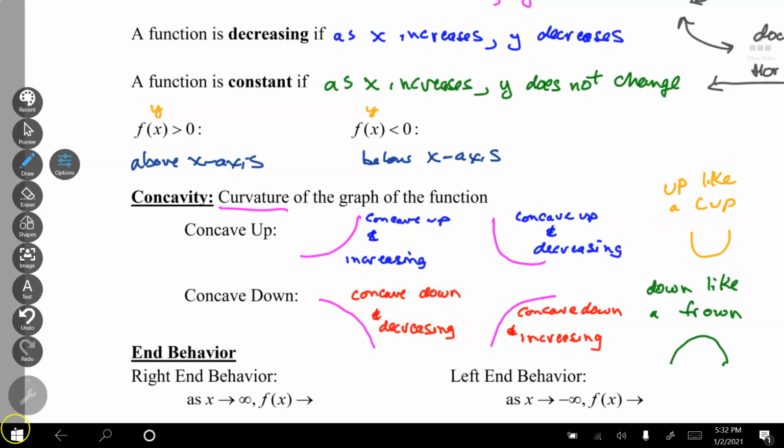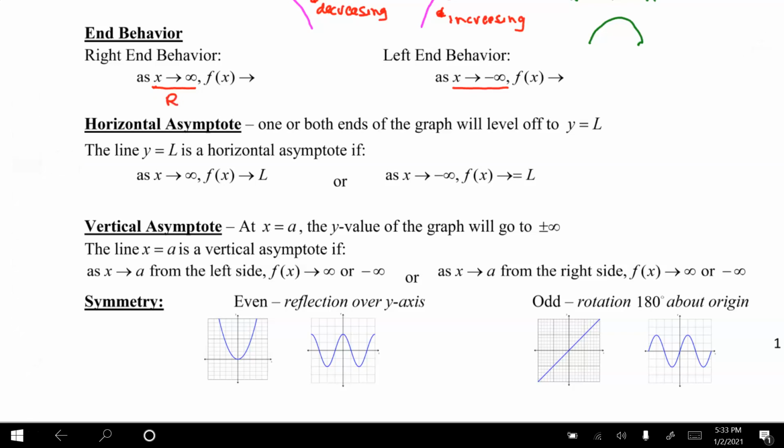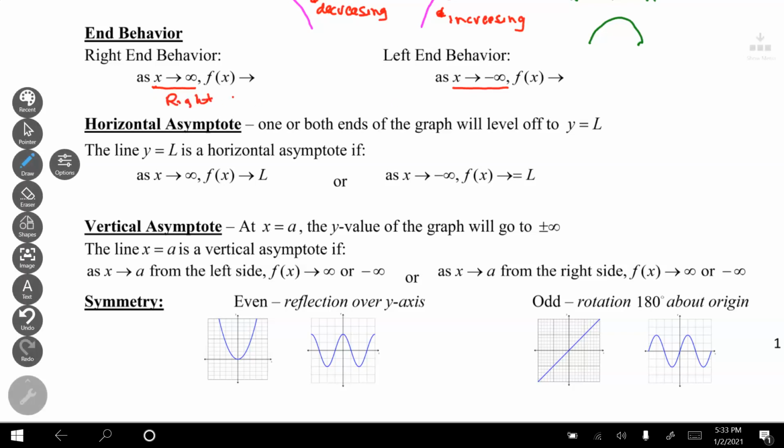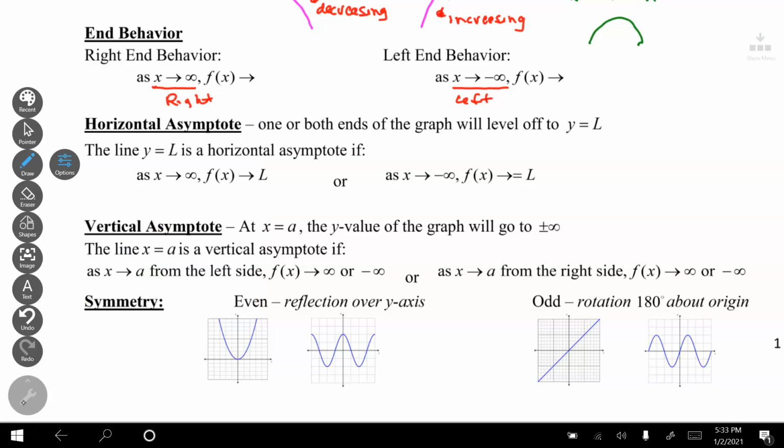Something like that. So when we talk about end behavior of the graph, we're talking about the far right side of the graph and the far left side of the graph. So in other words, as x goes to infinity is the far right side of the graph, and as x goes to negative infinity is the far left side of the graph. So we're trying to figure out what's happening on the far right side and on the far left side. So you've heard something called a horizontal asymptote.